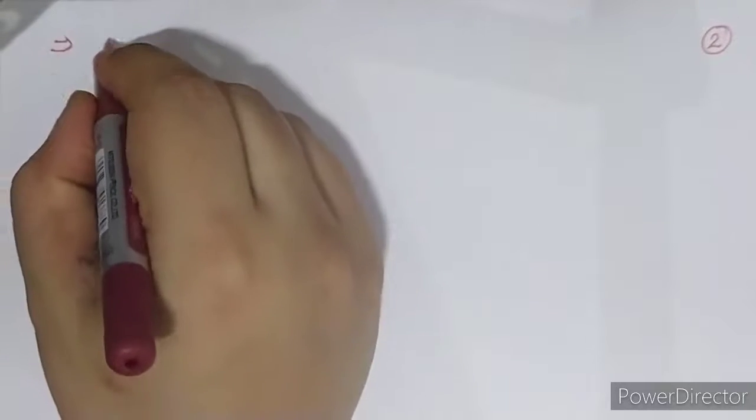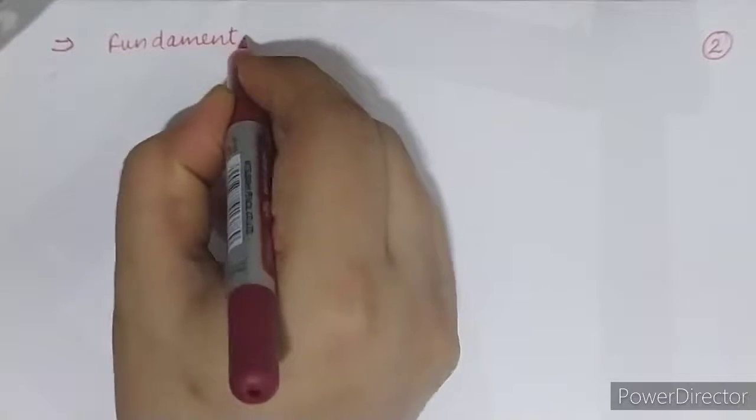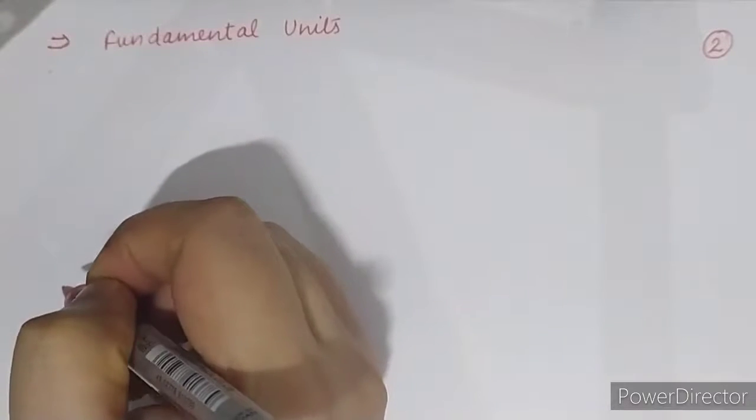For this we are going to draw a table. There are some basic fundamental units, 7 fundamental units. For these fundamental units we have some base quantities, their names and the symbols. So here I am just drawing one table.